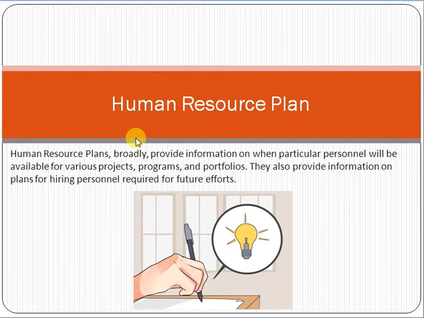For example, if a project is running from January to February, and two resources are engaged for this project, you know that 100% utilization is there for these two resources in January and February, and from March they will be available. So if you know that any project will be starting in the month of March, you can assign these two resources to the upcoming project. So this is called the concept of a human resource plan.